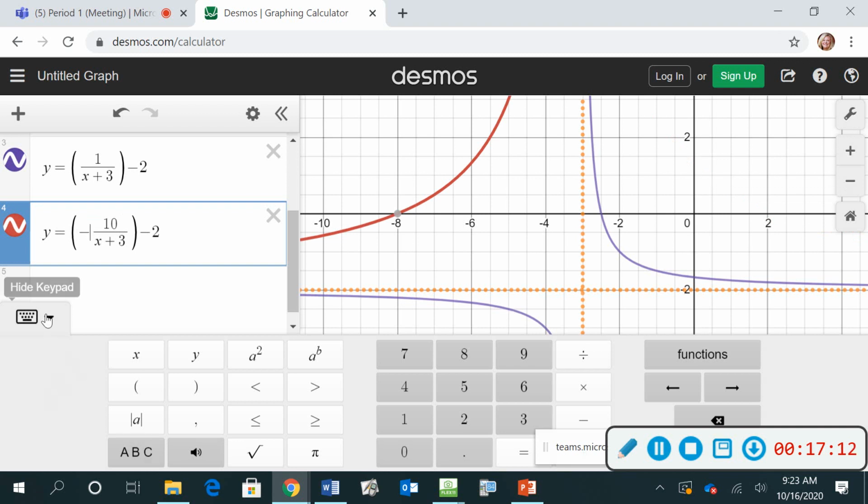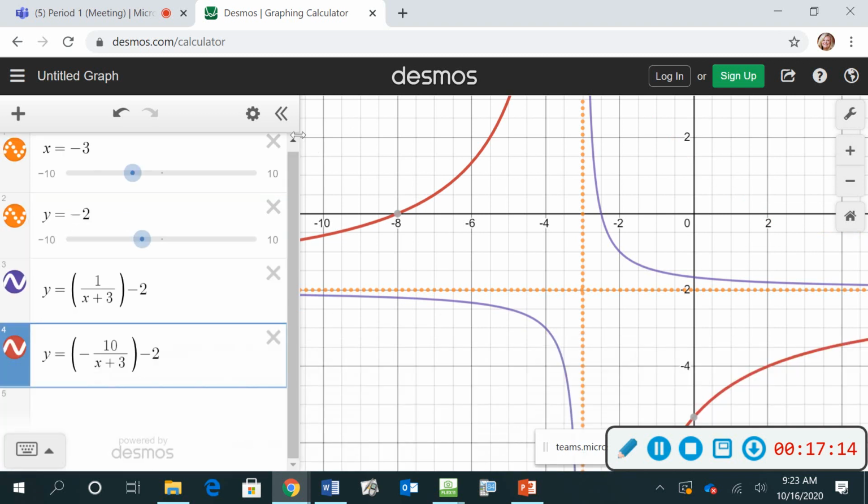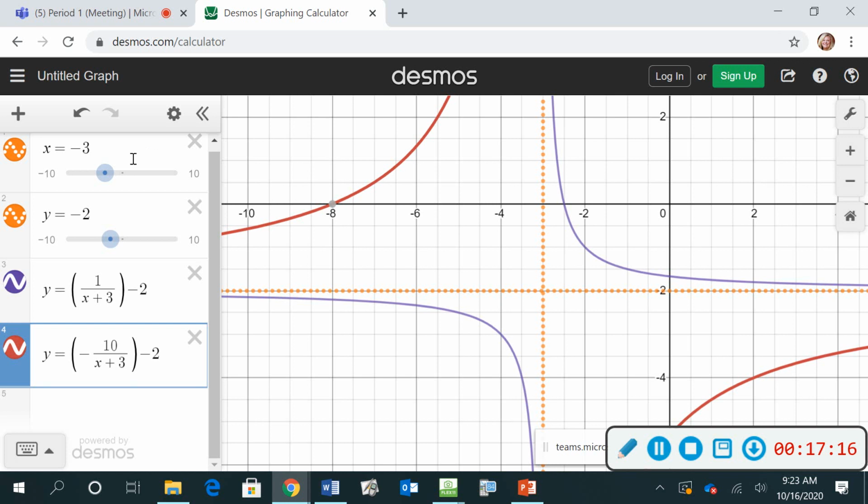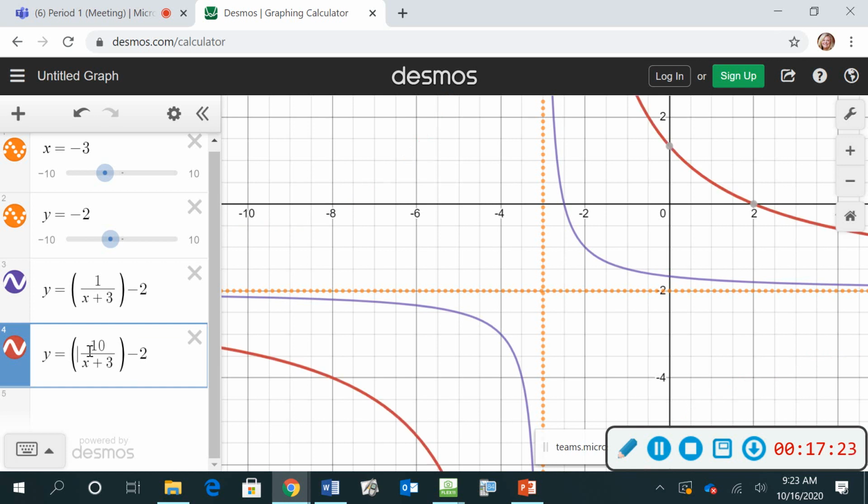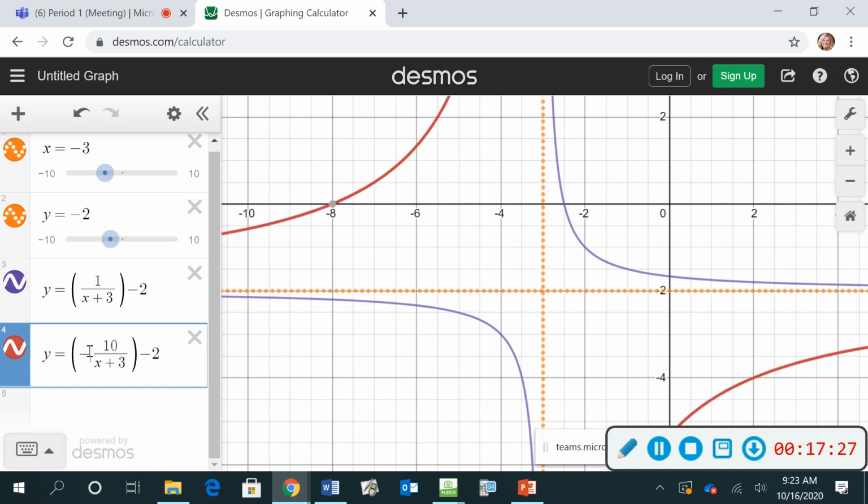Let's see if I can get rid of that. And let's see if I can move this in a little bit. Okay, so does everybody see the graph right now? Purple is what we have before I put this negative sign in, and I want you to just watch what happens when I go back and forth. What happens when I go back and forth?